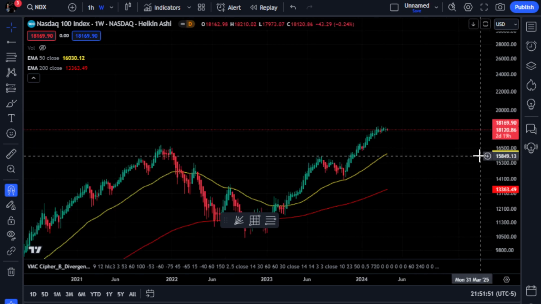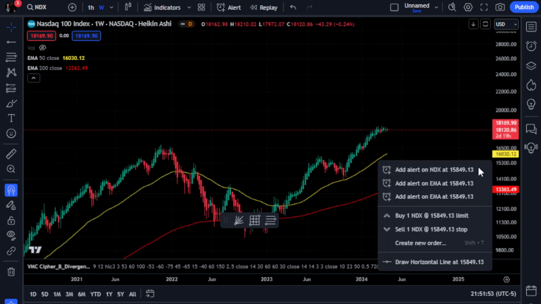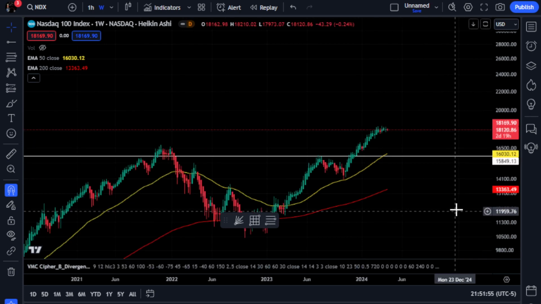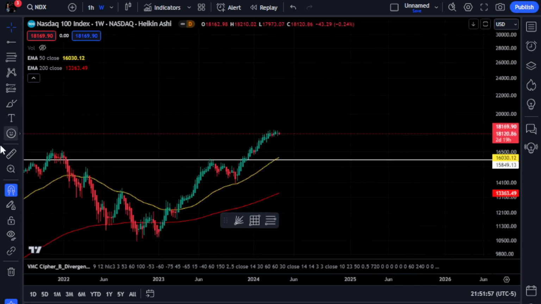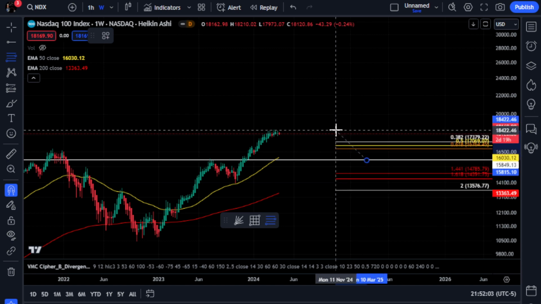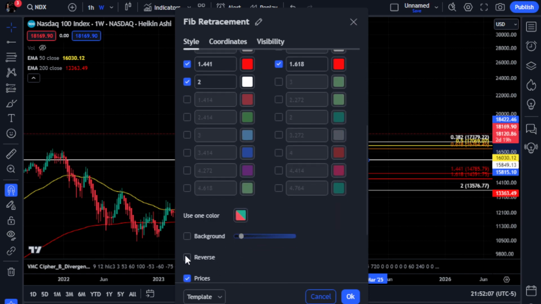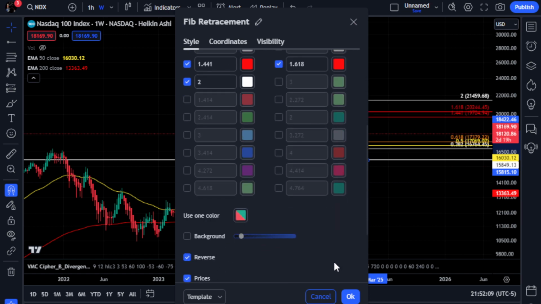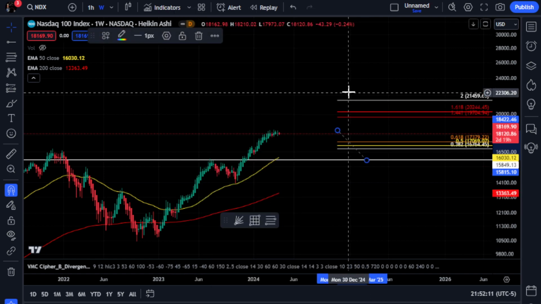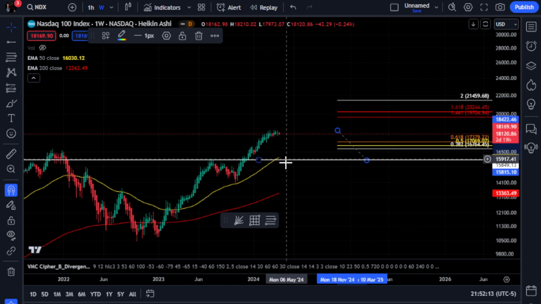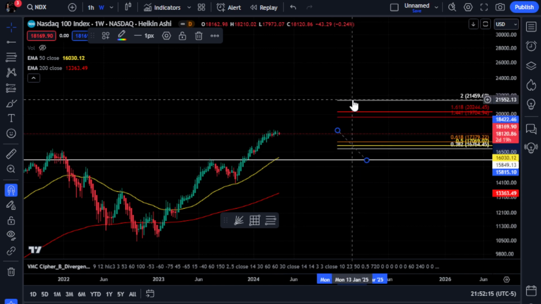Which would be our break of structure. So we pull back to right about there. Let's grab our retrace tool, and this time instead of a retrace, we're going to target an expansion. So let's say we pull back here, this would be 2 times the range.